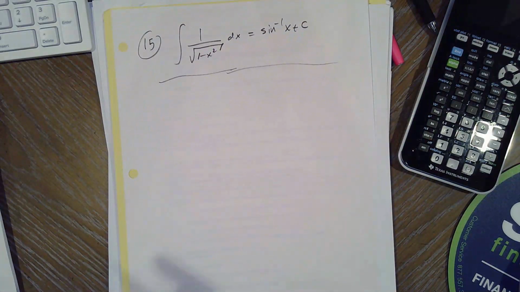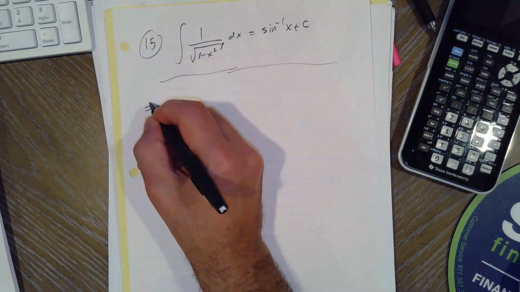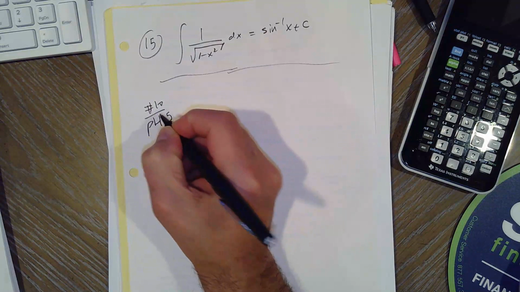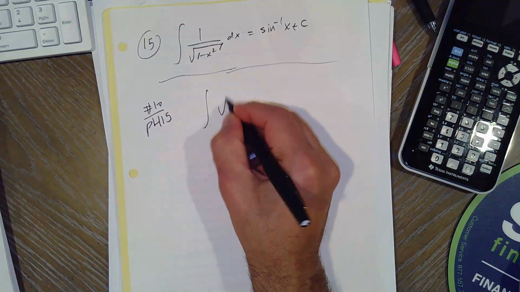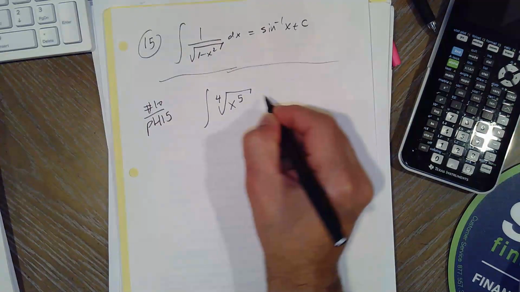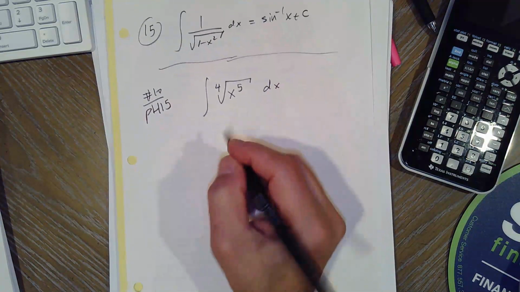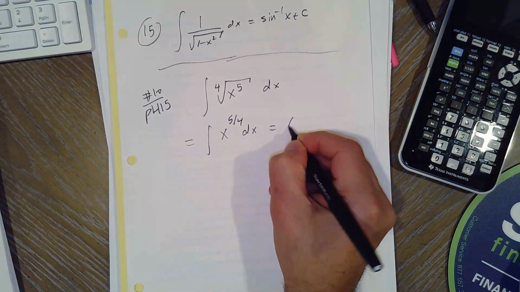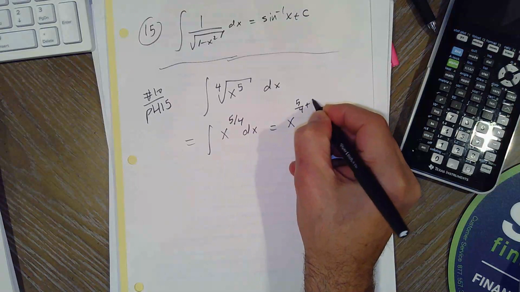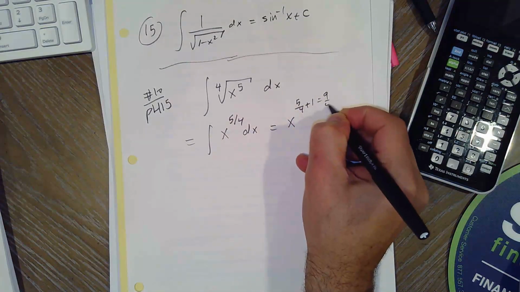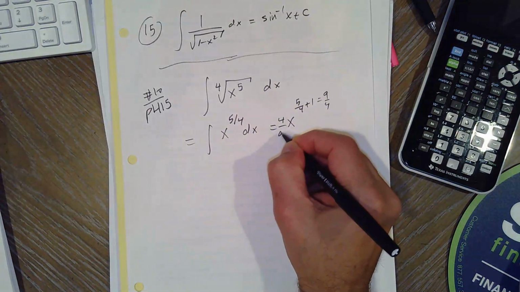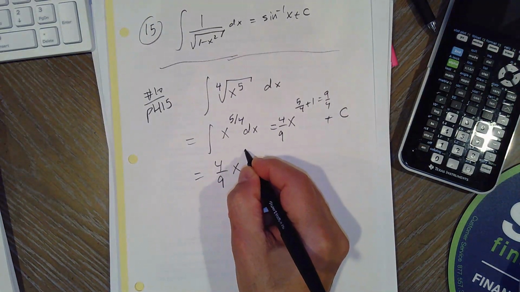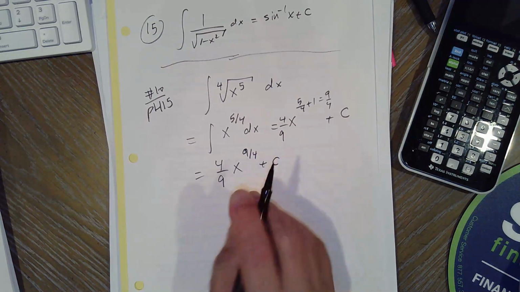So now, for example, if we're doing number 10, page 415, the integral of the fourth root of x to the 5. So now we can write this as the integral of x to the 5 over 4, which is x to the 5 over 4 plus 1. That's 9 over 4, divided by 9 over 4, or times the reciprocal. So it's 4 over 9 x to the 9 over 4 plus c.